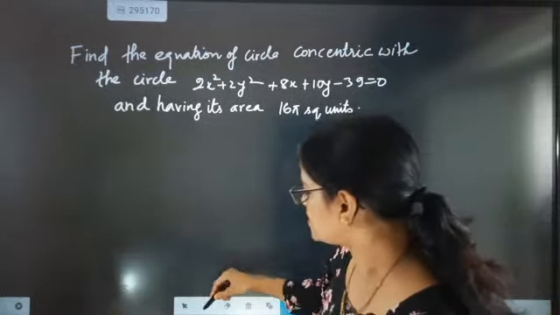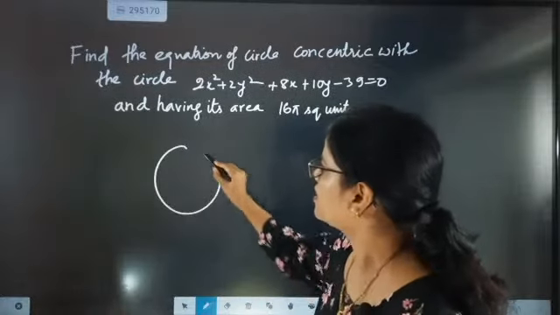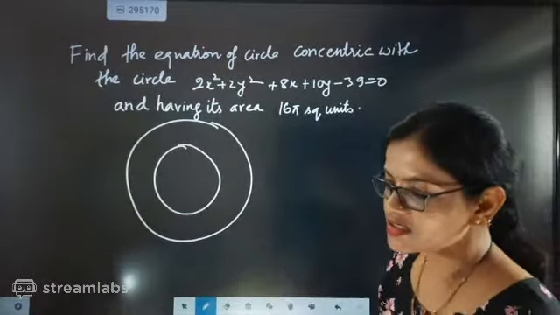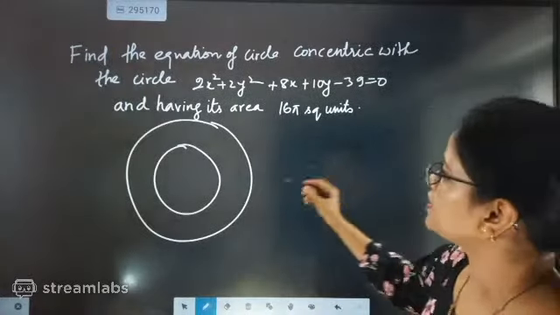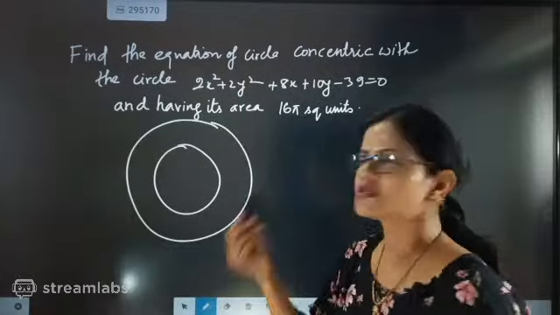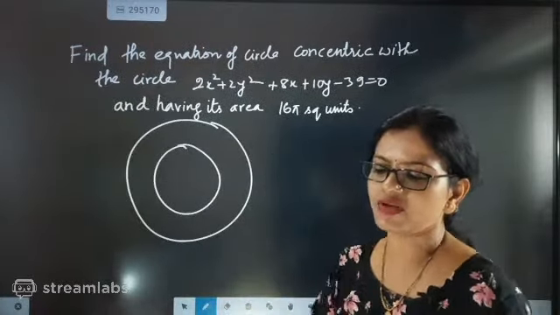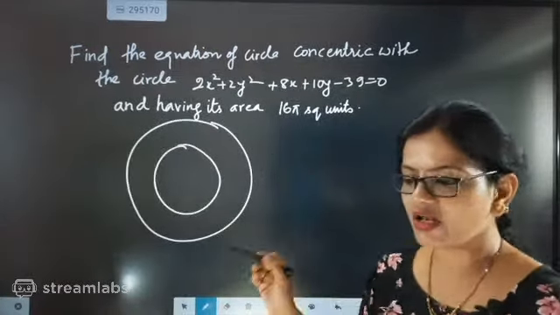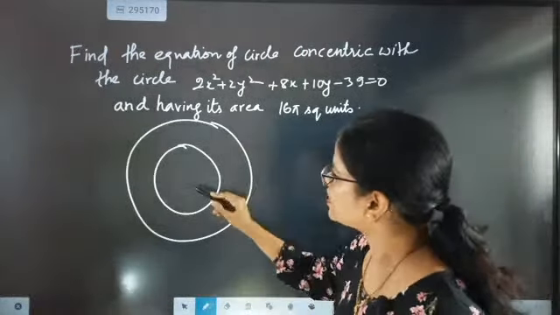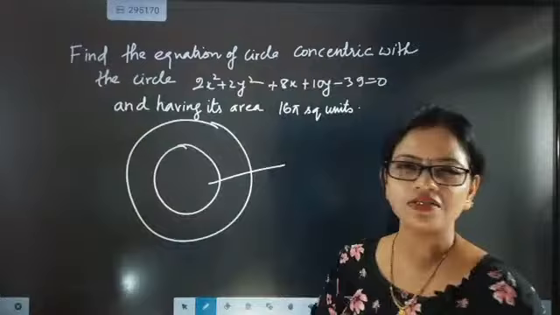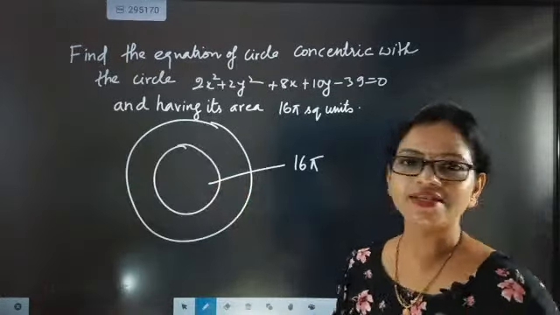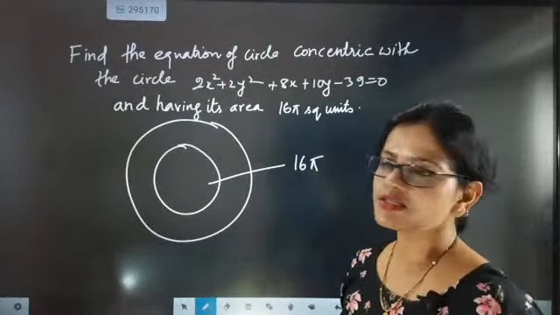Now look here, two circles are there and the circles are concentric. One circle is there and another circle is there. Both the circles are concentric, and the most important point is that one circle's area has been given. We don't know which circle is outside and which circle is inside. So we are going to take the inner circle area as 16 pi. Now next is the outer circle.